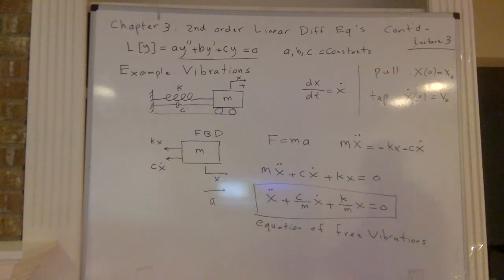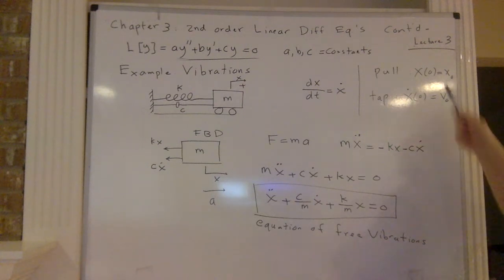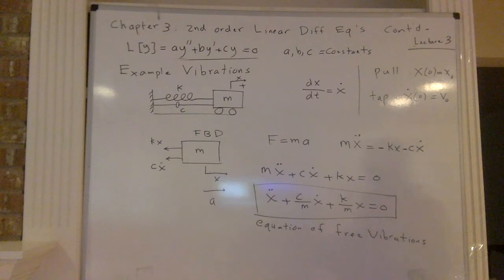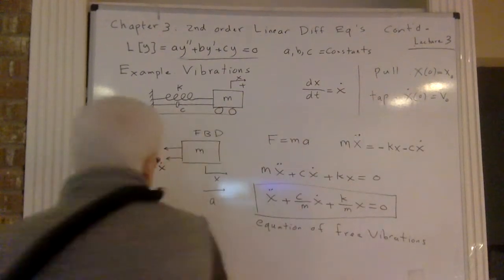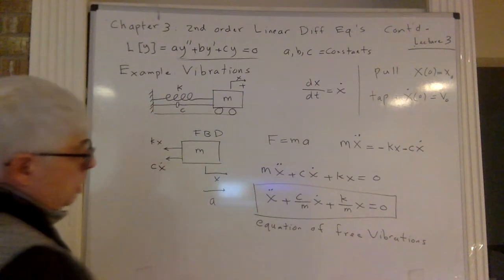I'm not saying both of them happen. You can both pull it and tap it, then you have both of them. But most often one of them happens. Most often either you pull it and let it go, or you tap it and let it go. So if I have these two, then I can solve this, and I will get a non-zero solution.